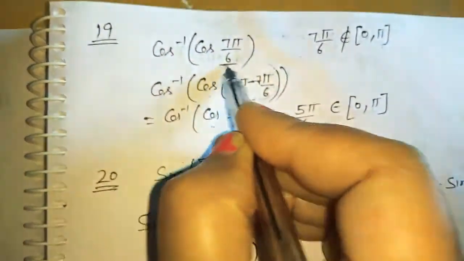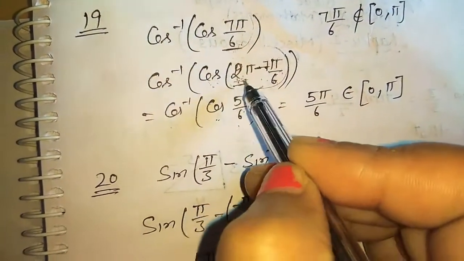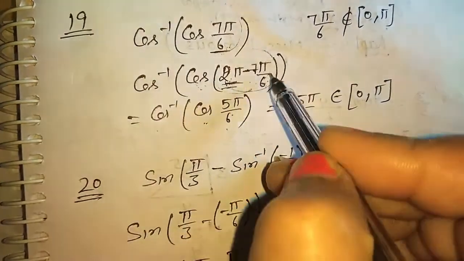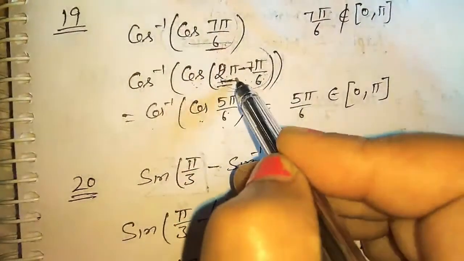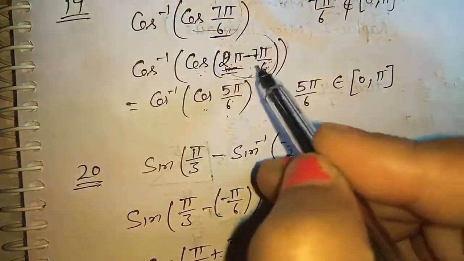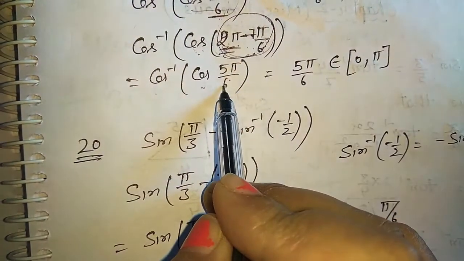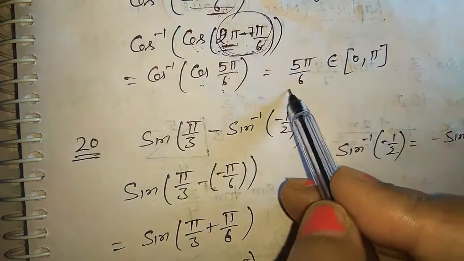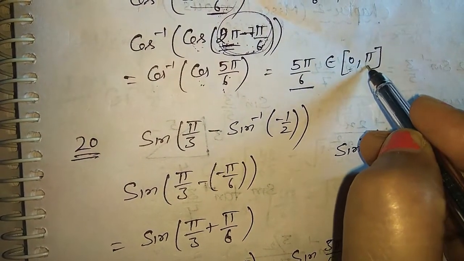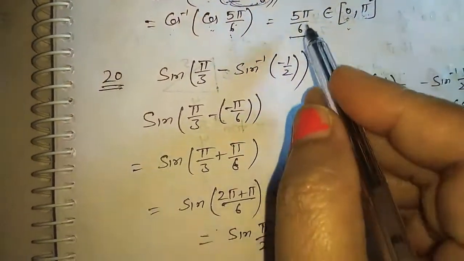Firstly, I am changing 7 pi by 6. This is in the fourth quadrant, so I write 2 pi minus 7 pi by 6, because it is positive and 2 pi minus theta gives cos theta. After solving, we will get 5 pi by 6. Cos inverse cancels with cos, and the answer is 5 pi by 6. And 5 pi by 6 lies between 0 to pi, because the range of cos inverse is 0 to pi. So the answer is 5 pi by 6.